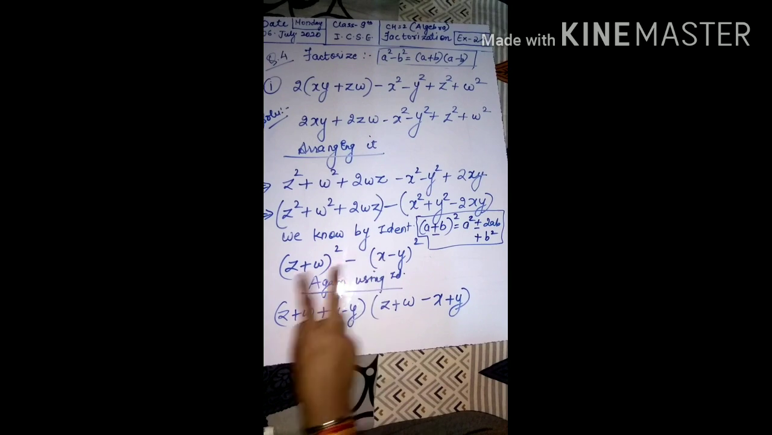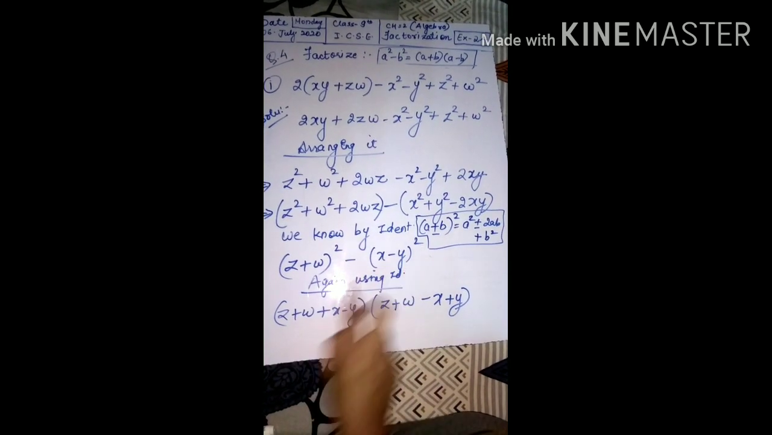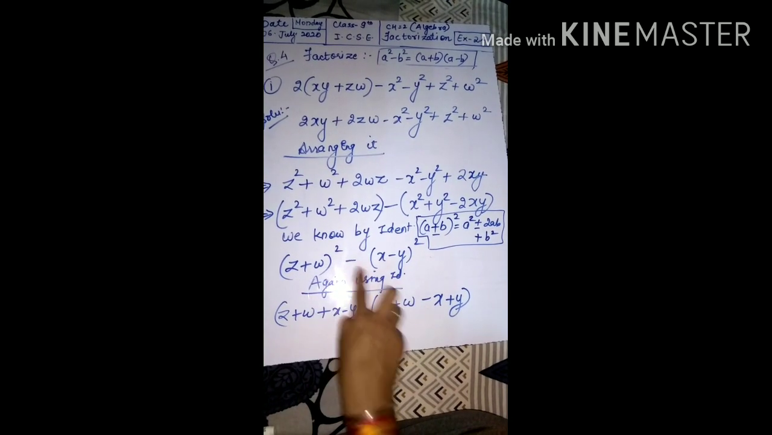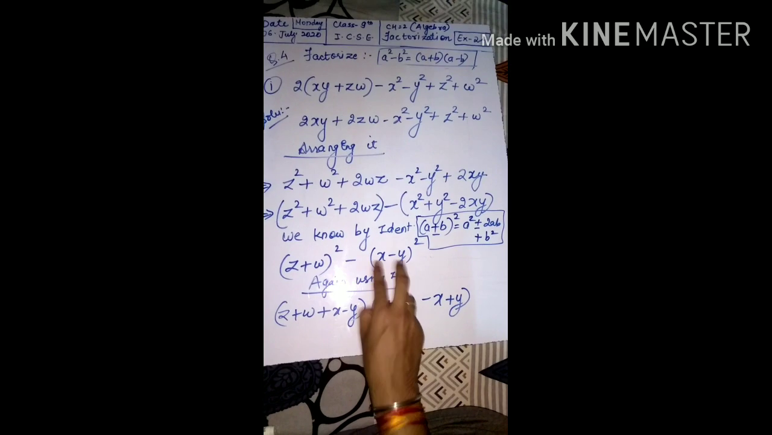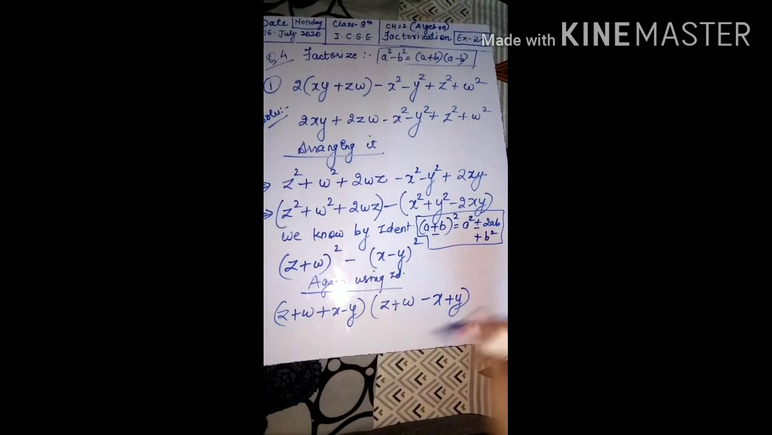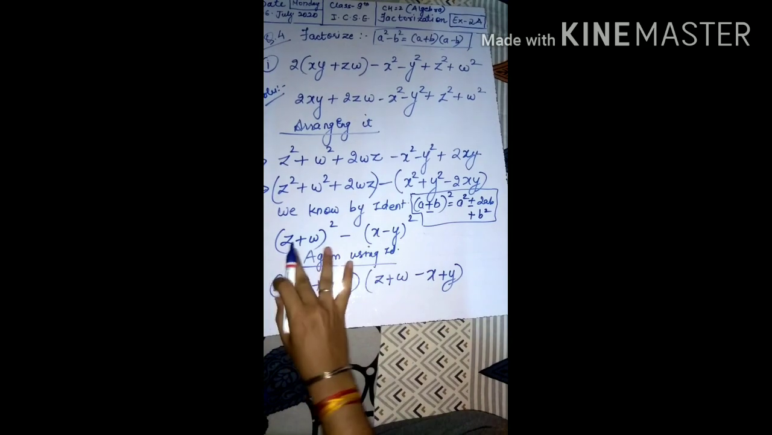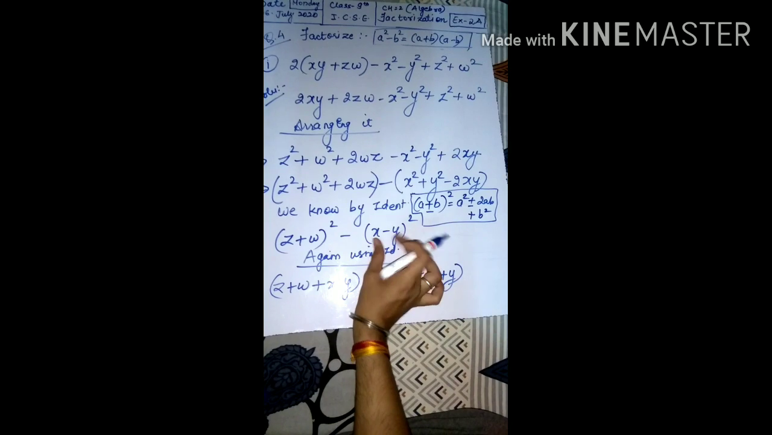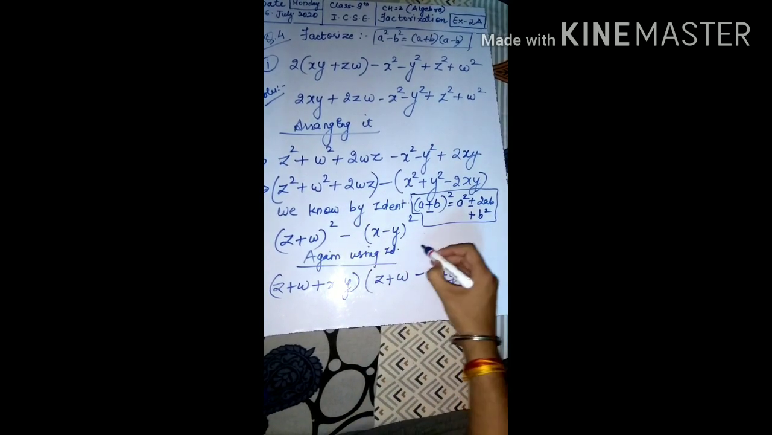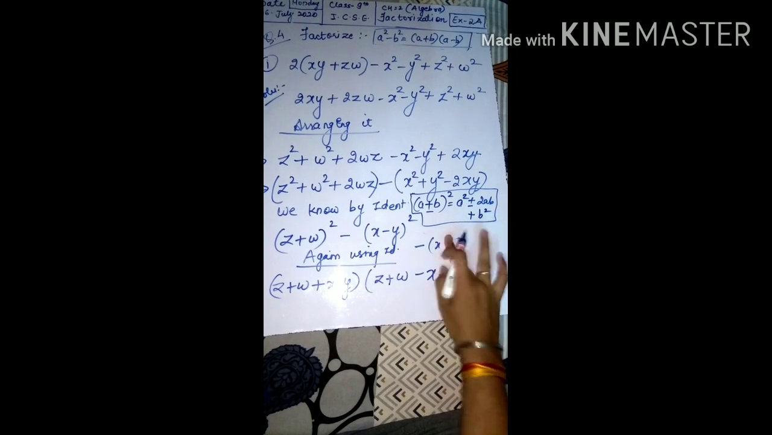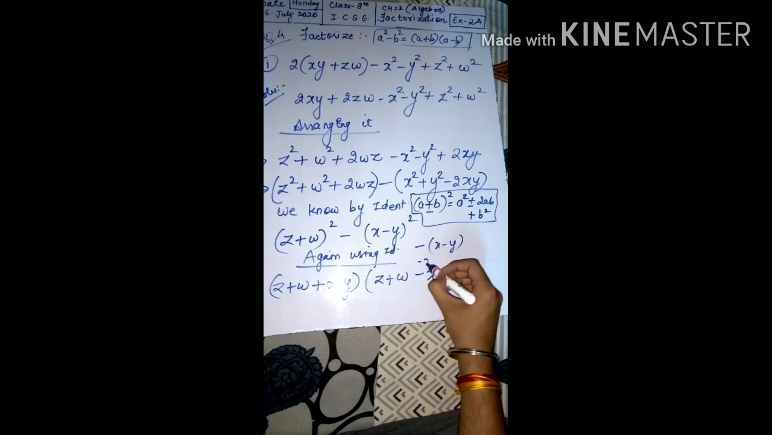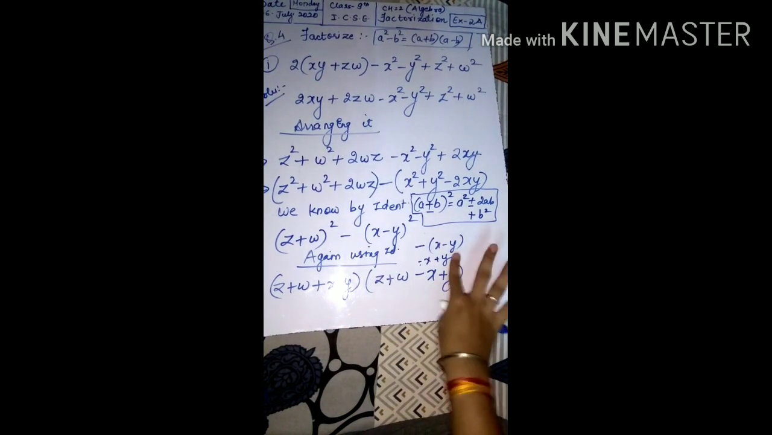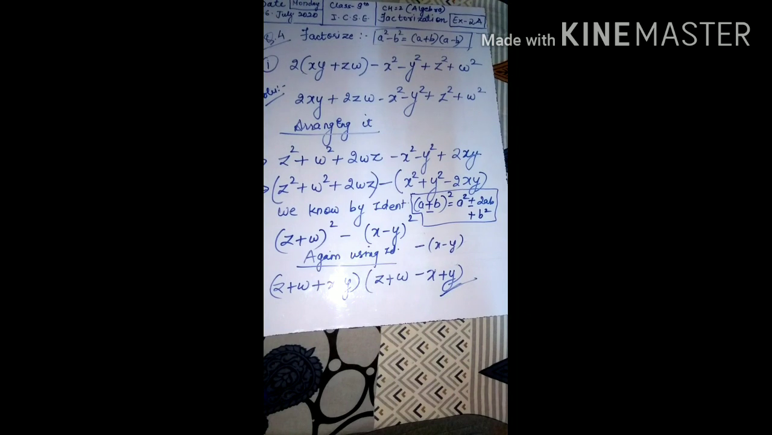Now again we can use the identity a square minus b square, that is a plus b and a minus b. Here I've not written one step. See, this is a, this is b, and this is a minus b. So in place of this minus, a plus sign will come. Why? Because minus x minus y, so when that minus comes inside, minus minus becomes plus y, so minus x plus y, like that. So this is the final answer.